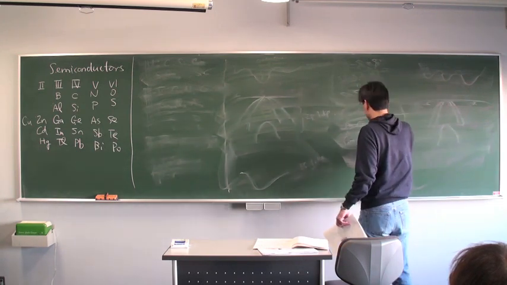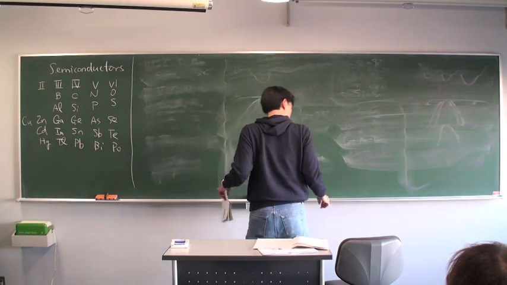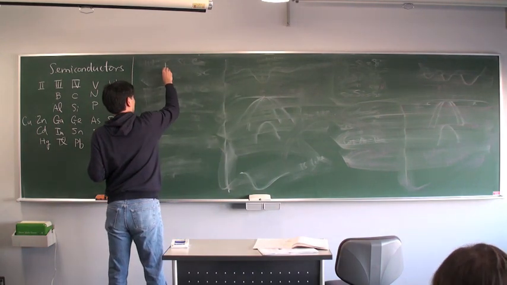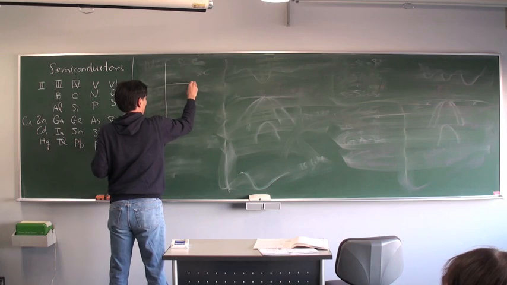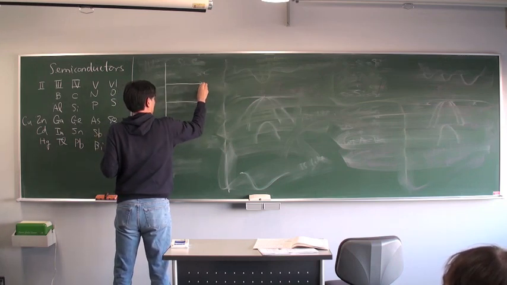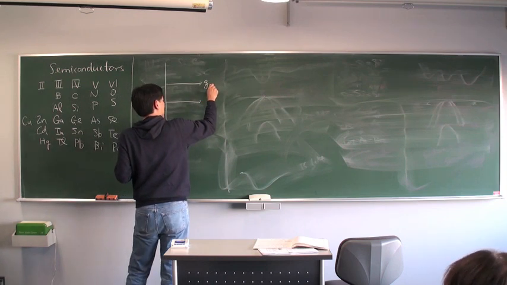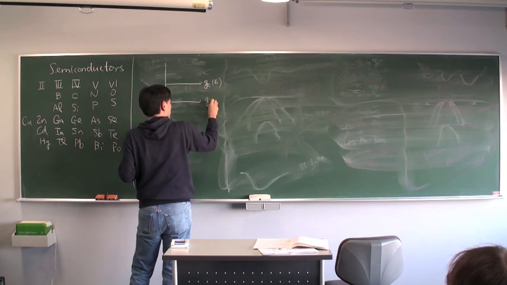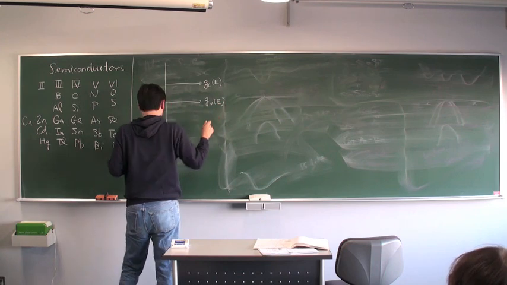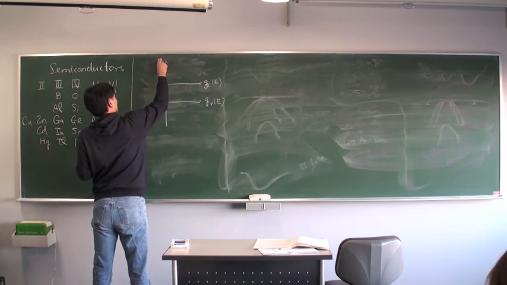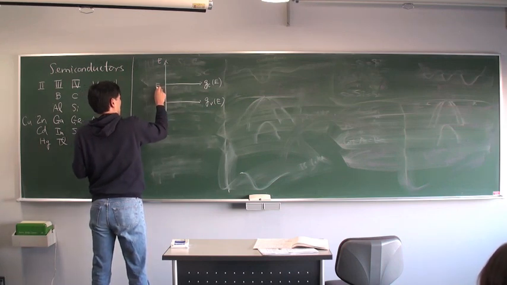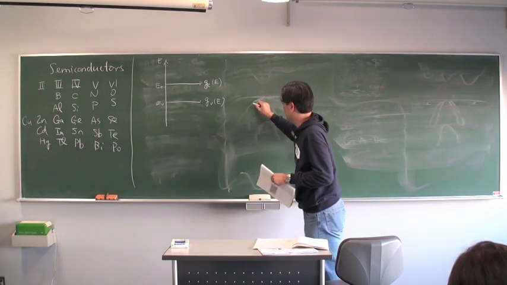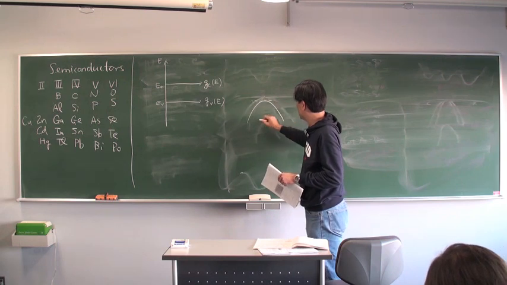You may recall that we have talked about density of states a while ago. Now, if I draw density of states, I'm going to say this is G, the density of states for the conduction band as a function of energy, and this is the density of states of the valence band as a function of energy, and this is energy, and this is EC, this is EV.